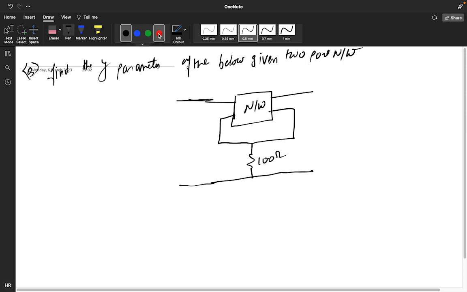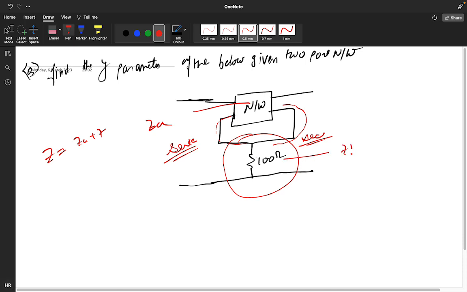What is the meaning of this? Can anyone tell me what kind of connection this is? On this side the current is coming like this, so this is series. On this side also the current is coming like this, so this is series. So for series, your Z total is what? ZA plus ZB. This is your ZA, and this particular network is ZB.